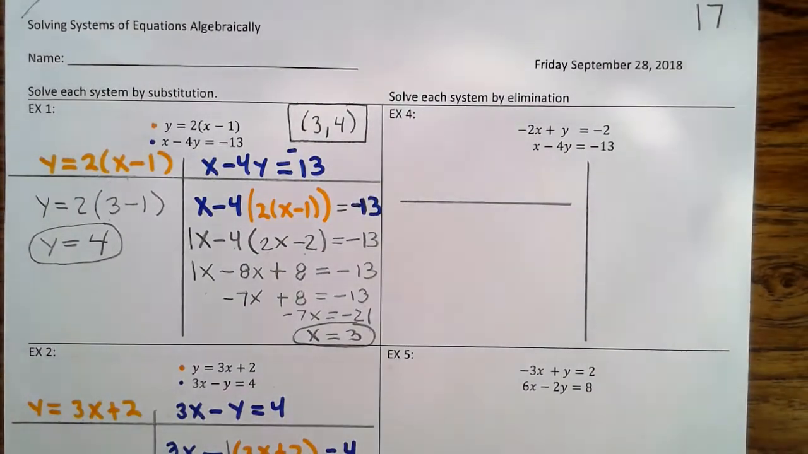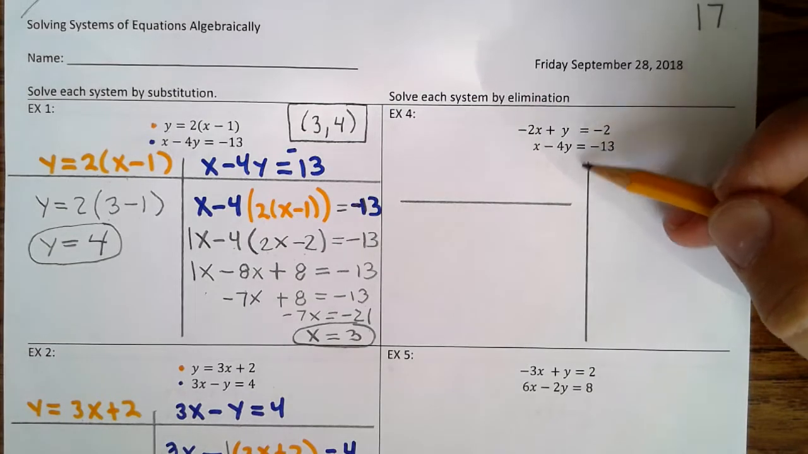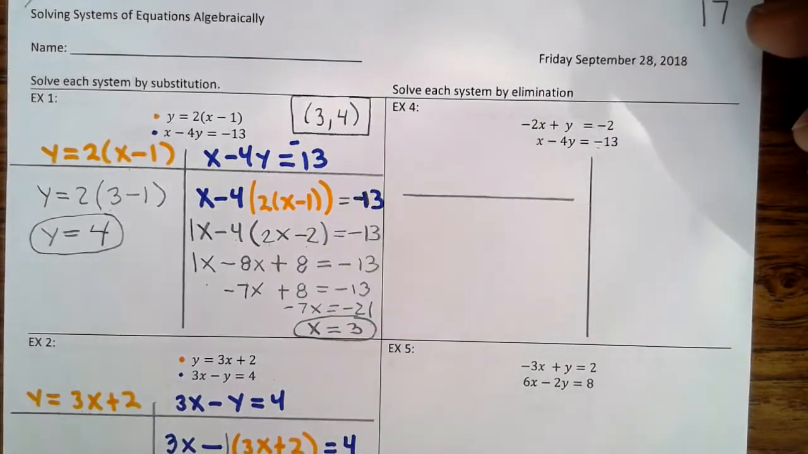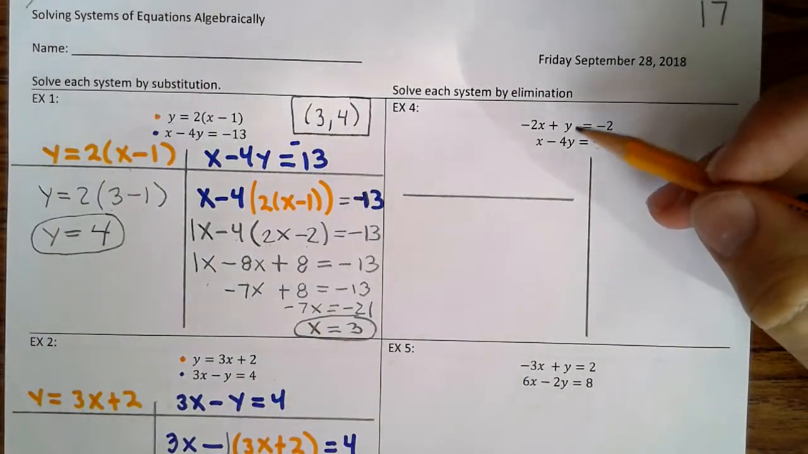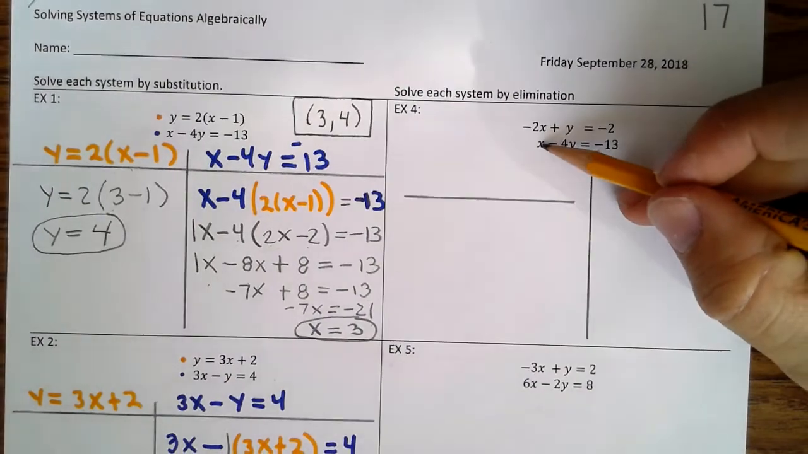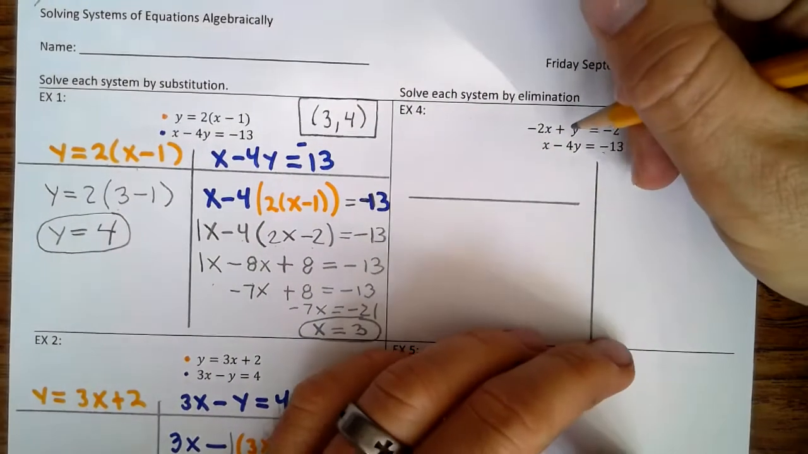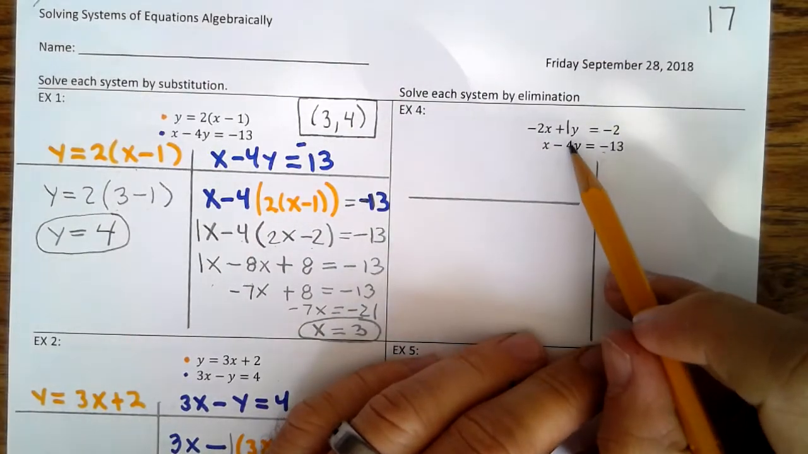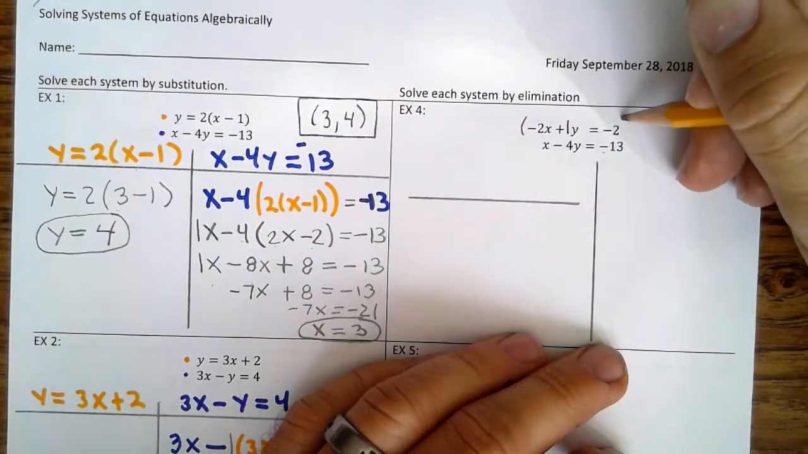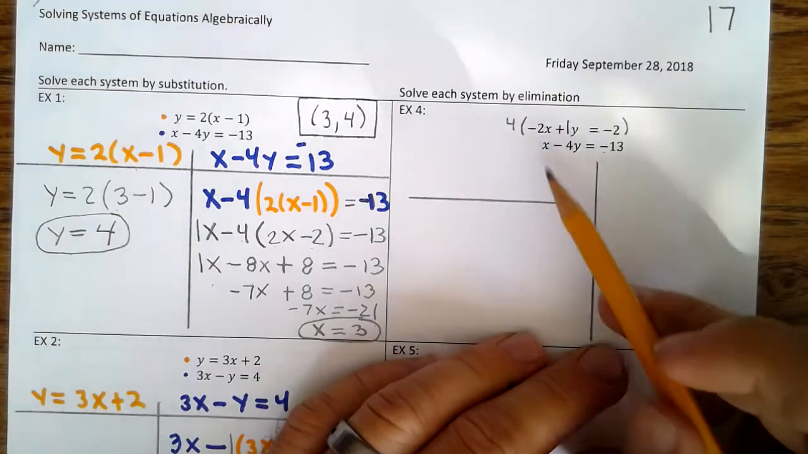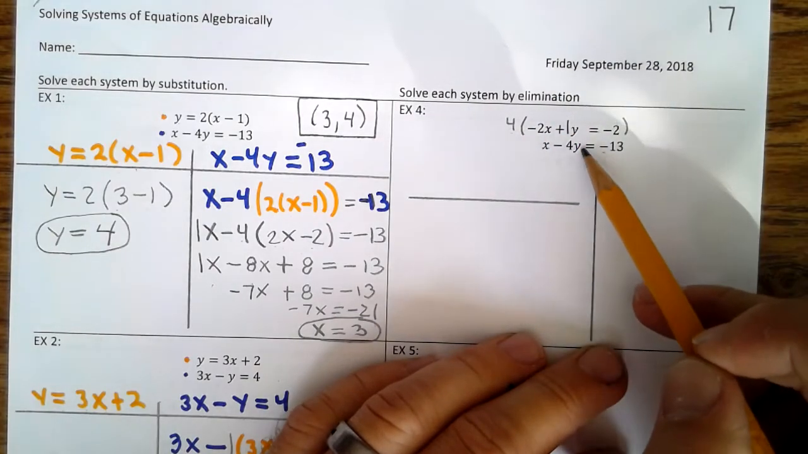All right, so step 1 says place both equations ax plus by equals c. That's true. Determine which variable to eliminate. Now, it looks like I can eliminate the x's. And the reason we can eliminate the x's, actually, you know even better, the y's. I can multiply the top equation by a positive 4, which we know 4y minus 4y would be 0.